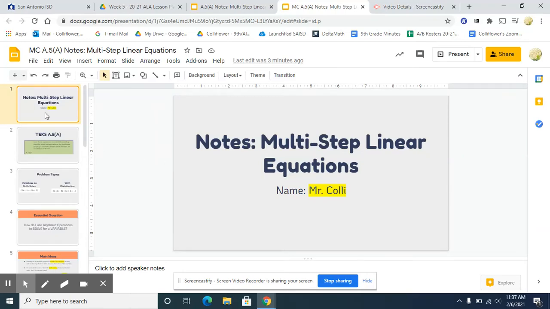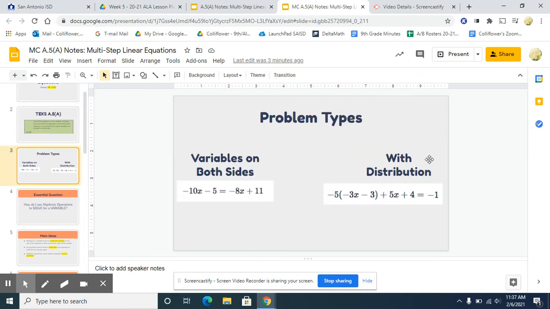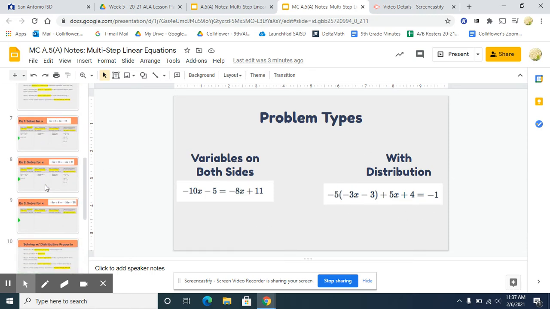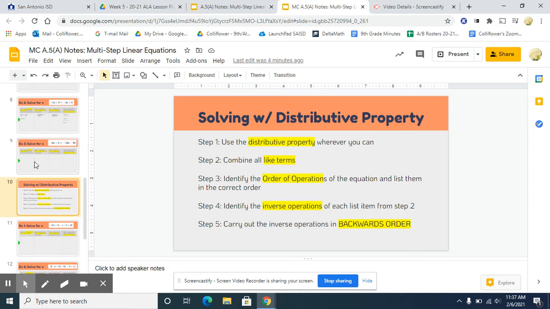Welcome back. This is part 2 of our multi-step linear equations notes. We're going to talk about how to solve this second problem type, linear equations that have distribution in them. So our first example, our steps are here. The steps to solving with distribution are pretty similar to what we did before.